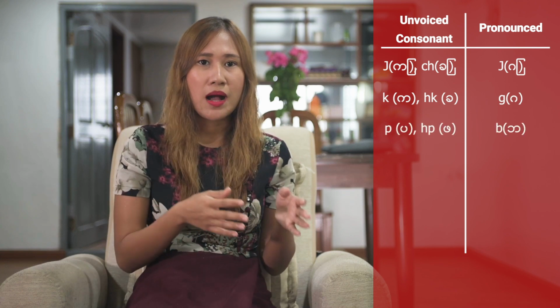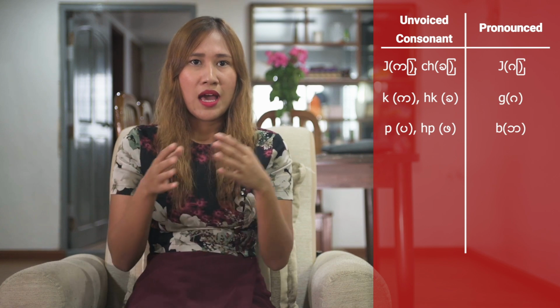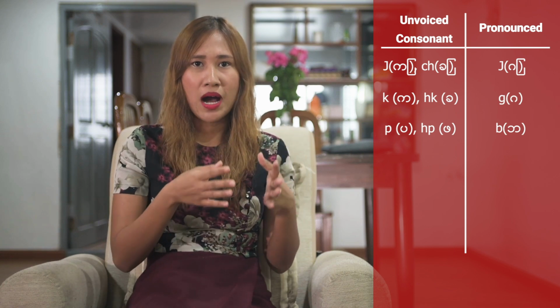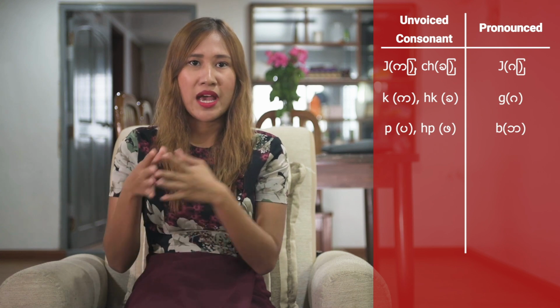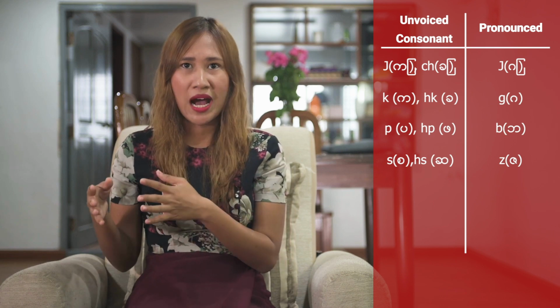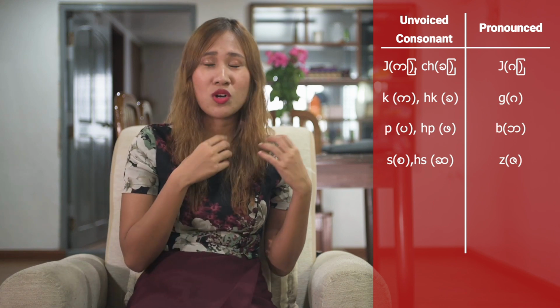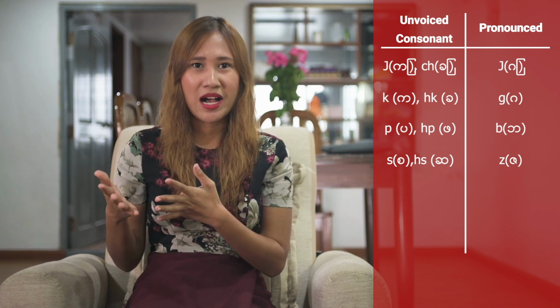And pa. When we pronounce, the unvoiced consonant would be pa, but it will be ba. When we pronounce, we use ba. And sa. But when we pronounce, we use za. We just use za.